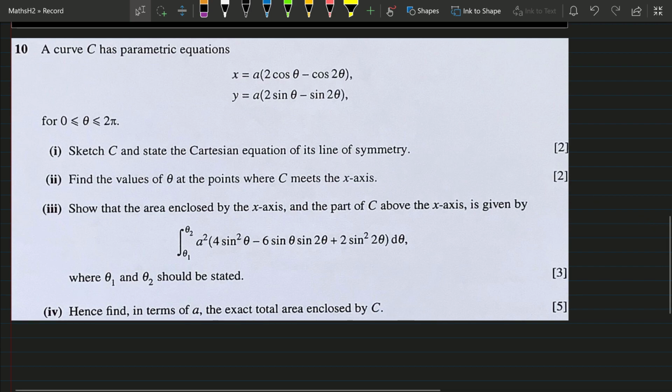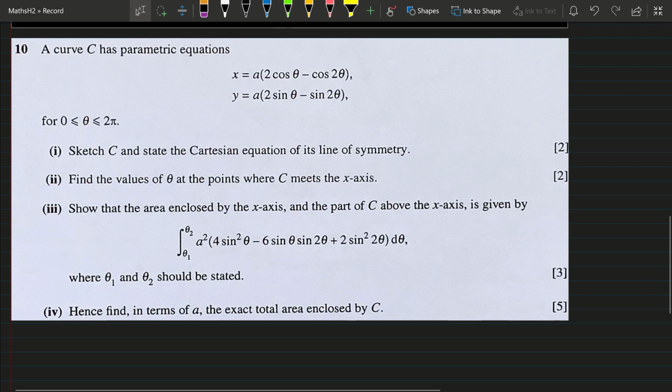Okay, so you have x and y defined in terms of the parameter theta. So far so good. And then they want you to sketch C and state the Cartesian equation of its line of symmetry. So, maybe some of you out there who are listening to this video, you're maths geniuses, so you can just picture in your head what this cardioid looks like. Well, I can't, so I had to depend on my GC for this.